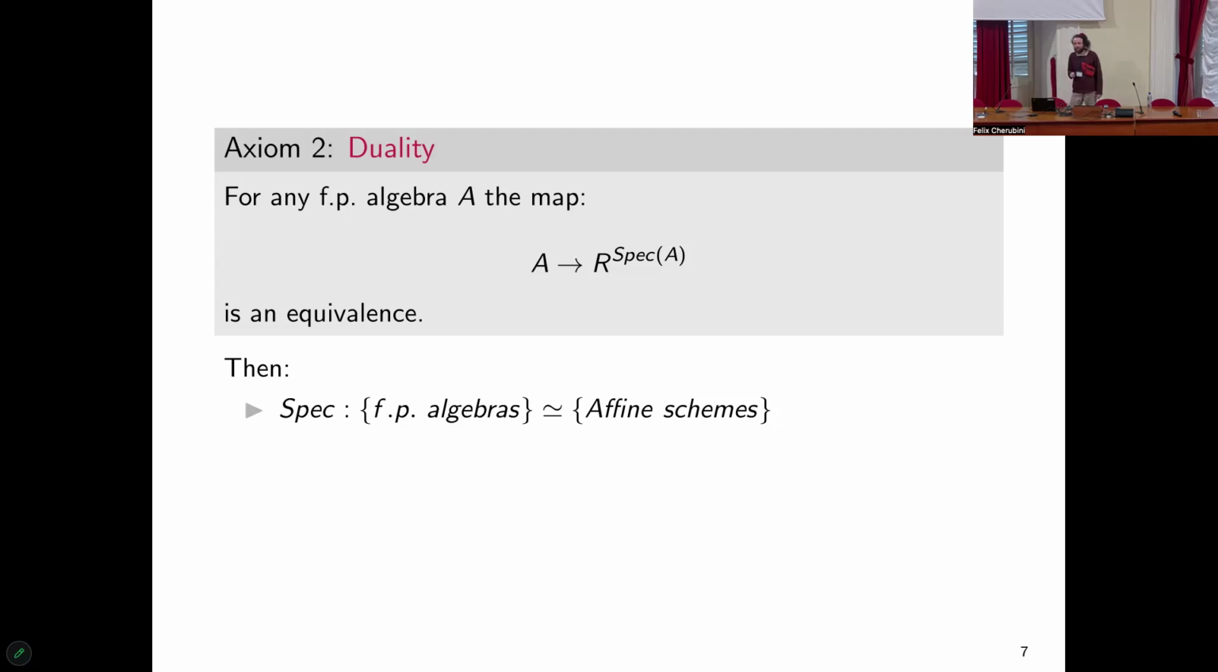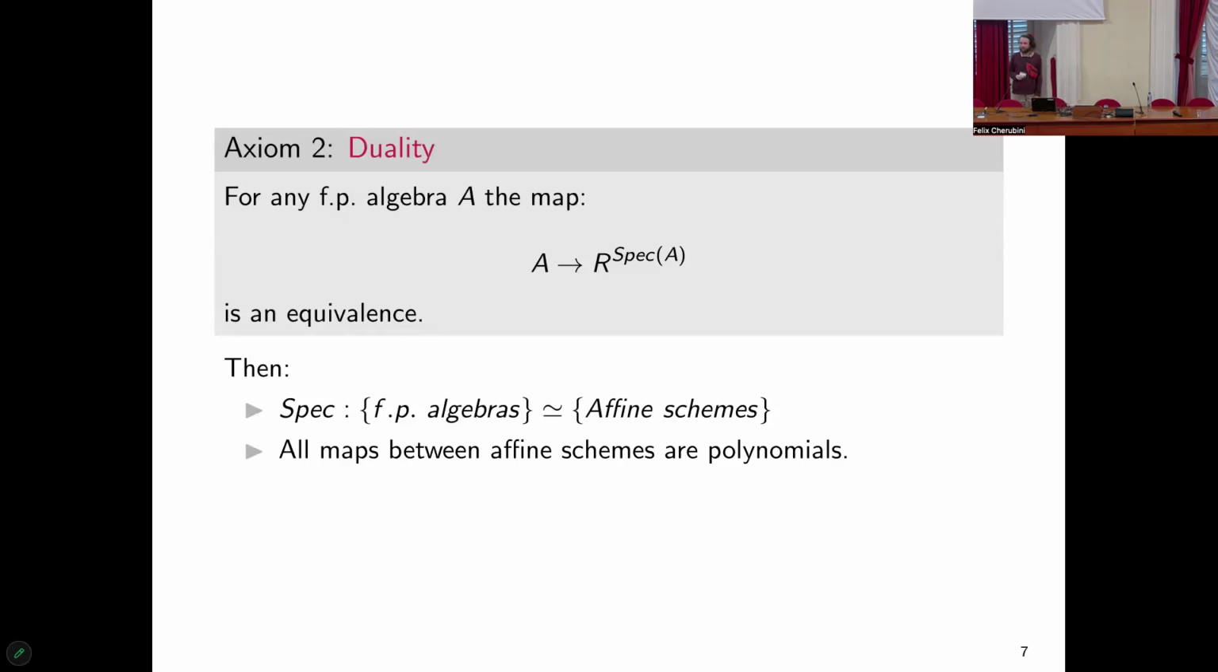One remark is that in traditional algebraic geometry, to have such a duality, you have to use a fairly complicated notion of space, actually. And here we can just use types, which makes the situation simpler. And another consequence of this axiom is that all maps between affine schemes are polynomials.